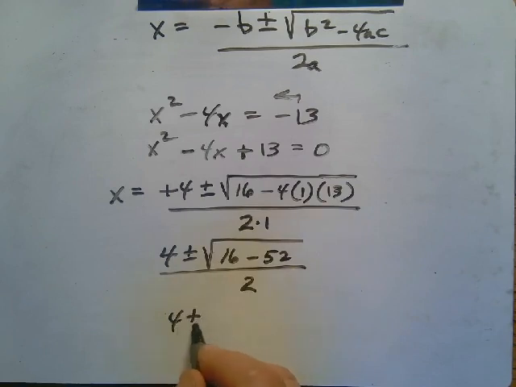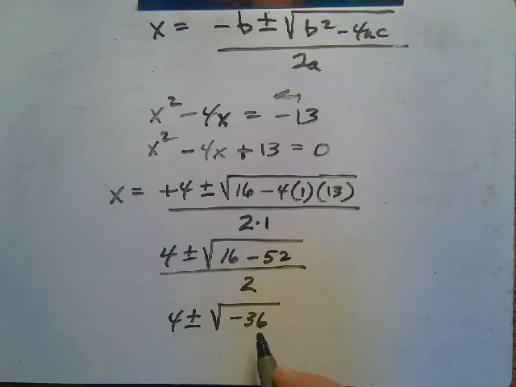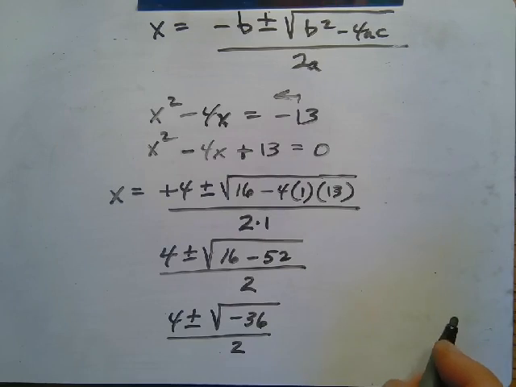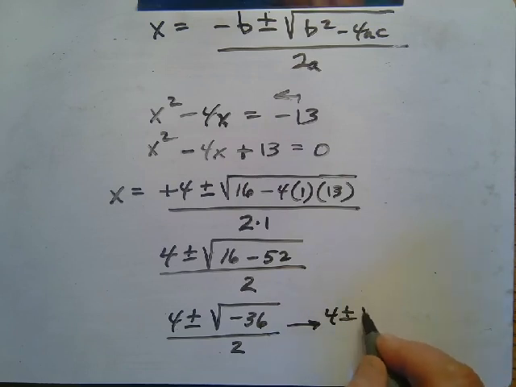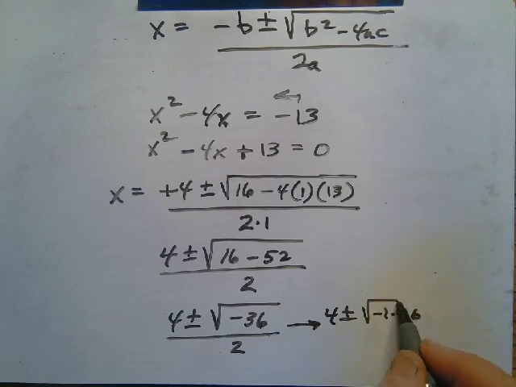This is 4 plus or minus the square root of a negative 36 all over 2. Now, does this ring a bell with what we're going to do? Well, if you remember back in the last chapter, we had to deal with negative radicals, radicals that are negative underneath. And so what I've got here is 4 plus or minus the square root of negative 1 times 36, all over 2.